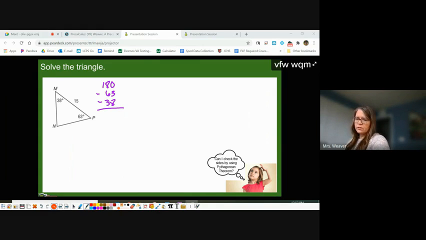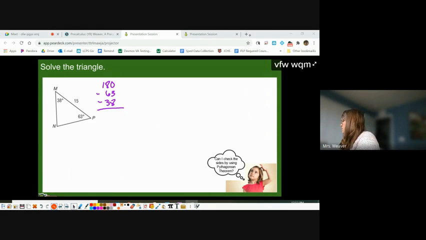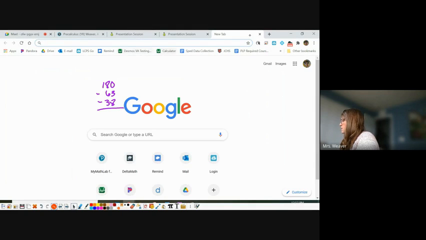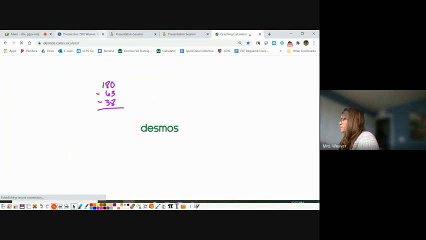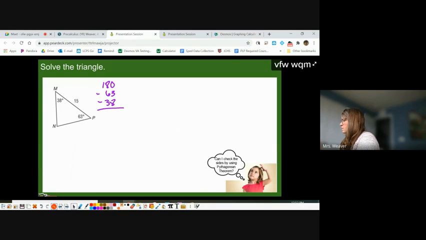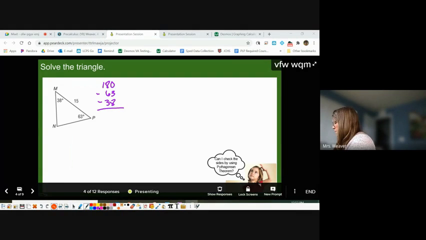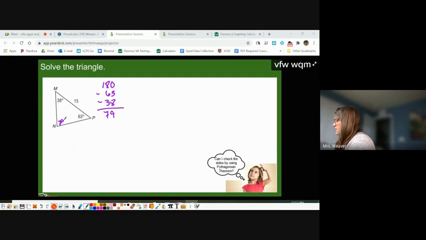You're going to want calculators today, so have your calculators out. I'll pull up a calculator here to help you guys too, so that I can model using a calculator. Okay, on this one, I got 79 degrees. Is that what you got? So that angle is 79 degrees.